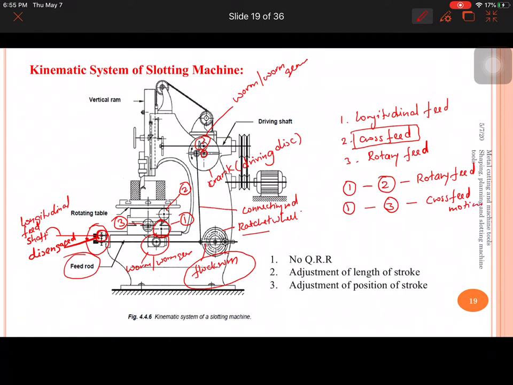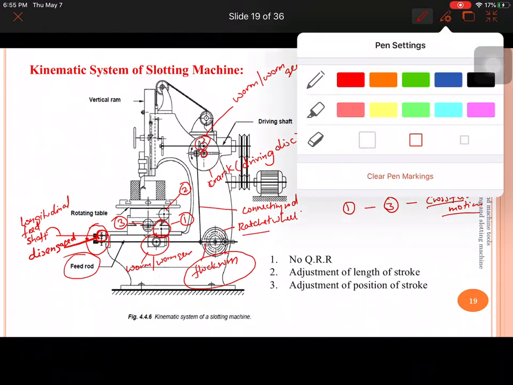You can see here, this gear 1 may either come in contact with gear 2 or gear 3. Both the gears can't be engaged simultaneously. So if gear 1 is transferring the motion to gear 2, then we are getting the rotary feed motion. If it is transferring the motion to gear 3, then we are getting the cross feed motion. All these are called the intermittent feed motion, which takes place only in the return stroke of the cutting tool.